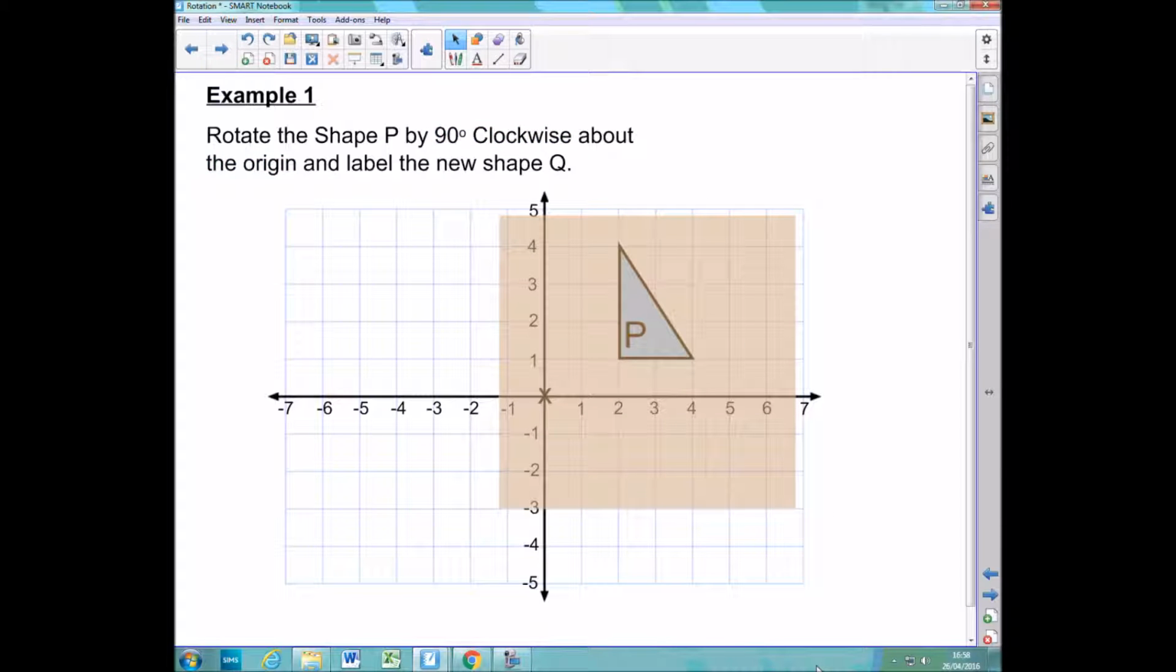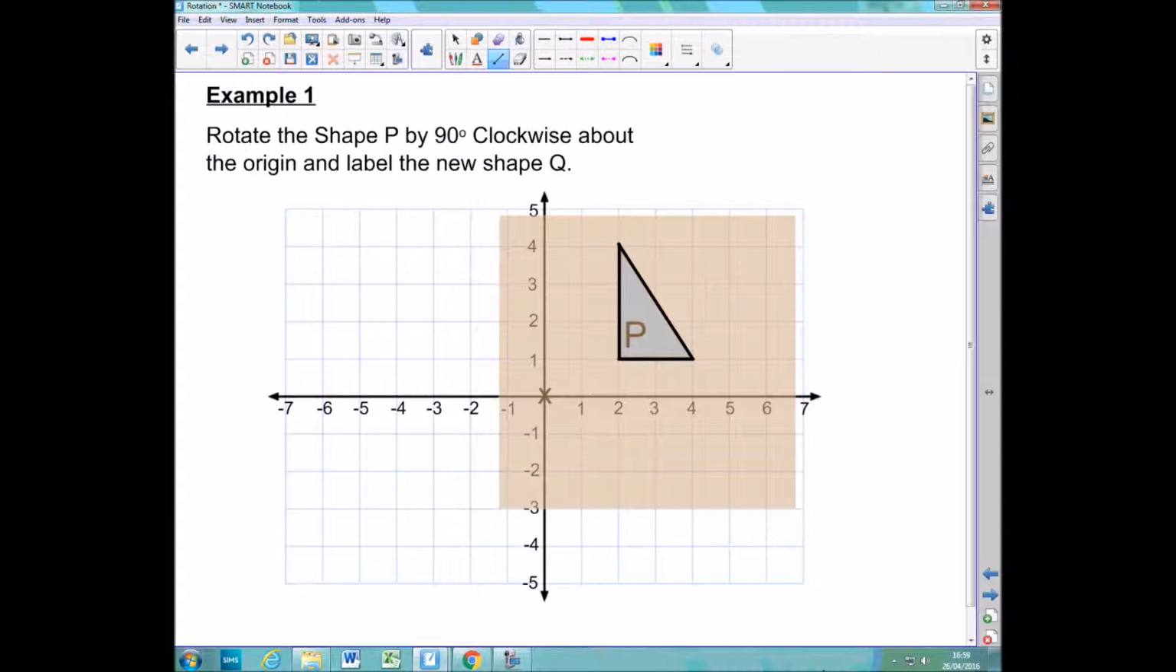Now what I want to do is, on the tracing paper, just mark on this triangle, making sure that my point here with the X, my origin, is also over the tracing paper. So I'm going to draw this triangle P using a ruler, making real sure that my corners are correct. The corners are going to be the most important parts of this shape.